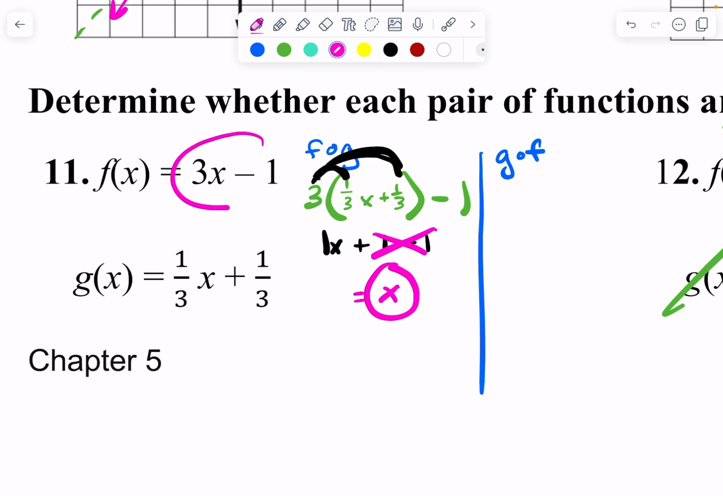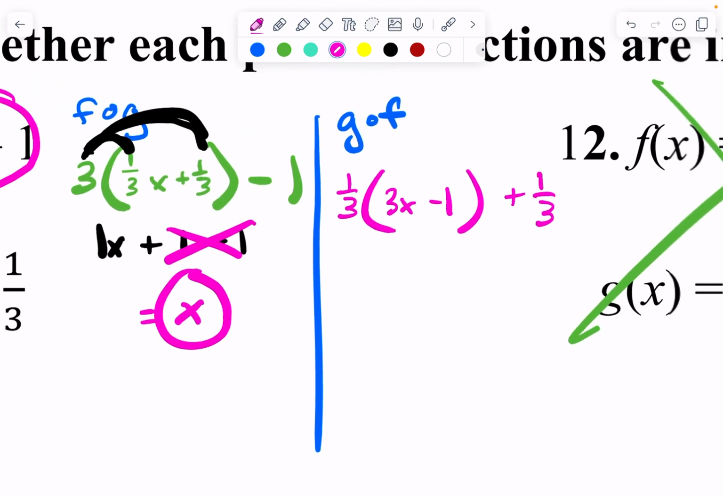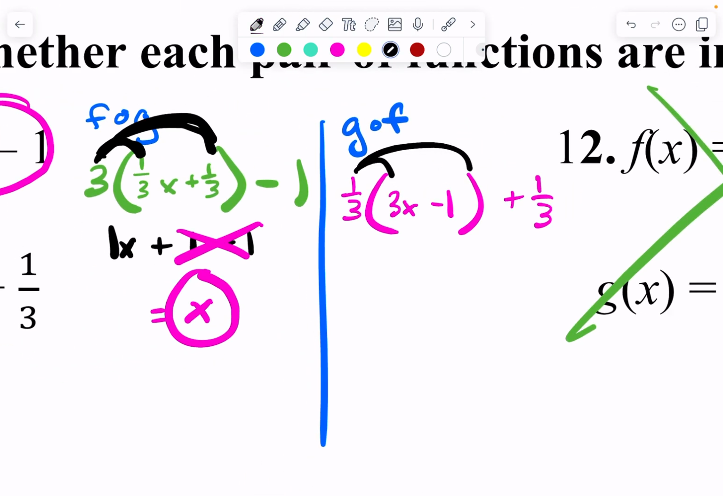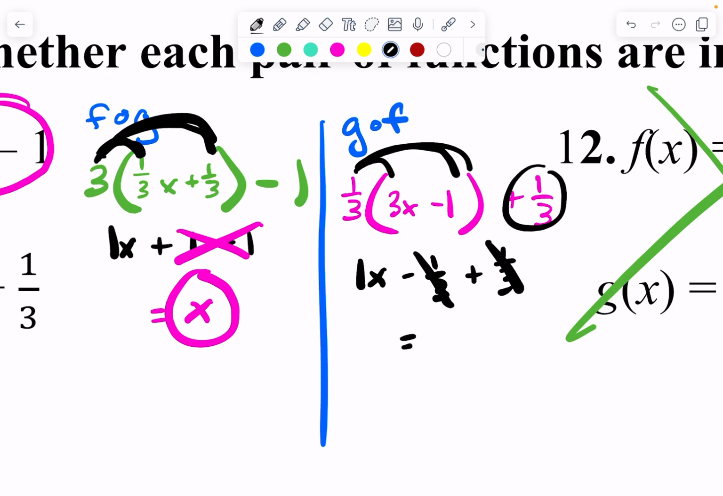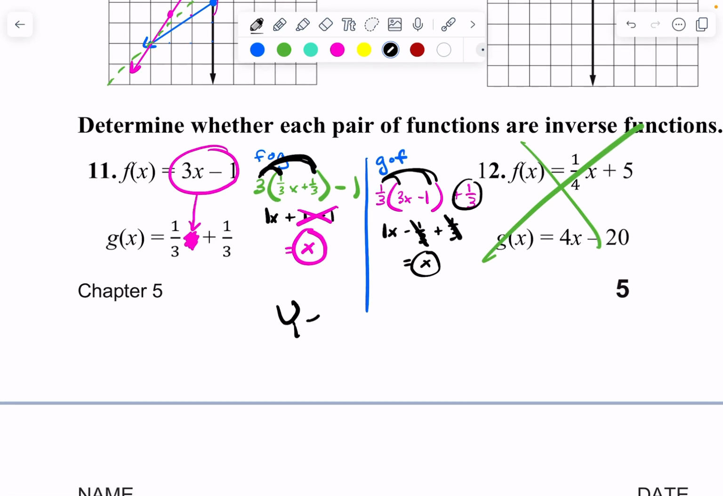If I do it the reverse way, and the more you do this, the faster it becomes, okay? So if I plug F into G right here, I am going to do 1/3, I'm getting rid of this guy, 1/3 times 3x minus 1 plus 1/3, okay? Now if I multiply my 1/3 through, 1/3 of 3 is just 1x, and 1/3 times 1 is minus 1/3, plus this 1/3 right here. And these two are going to cancel, so I have just x as my answer. So, are these inverses? Yes, they are inverses. Okay, and that's how that works.